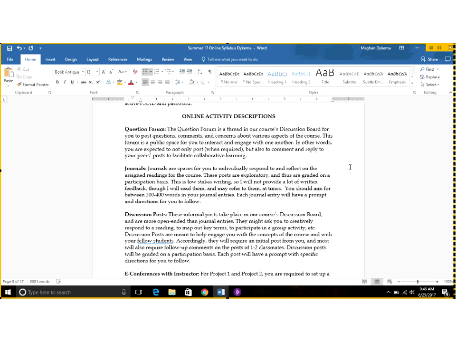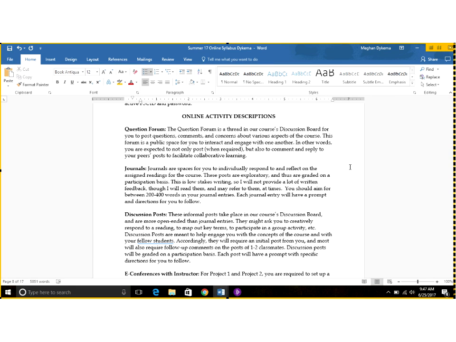The journals are spaces for you to individually respond to and reflect on the assigned readings for the course. They are about 200 to 400 words typically. Each one has a prompt and directions for you to follow. The journals are more private. They're the main form of writing that I'm the only one that will see. So versus the question form and the discussion posts, journals are really written just to me.